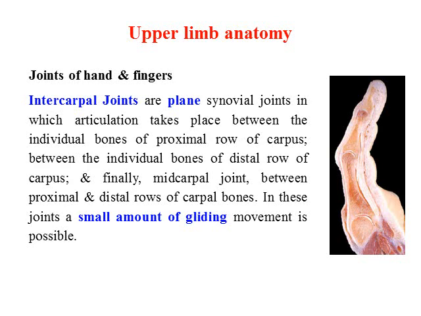In addition to the articulation between the individual bones of the distal row of carpus, and finally between the proximal and distal rows of the carpal bone at the level of mid-carpal joint. These joints permit a small amount of sliding movement.